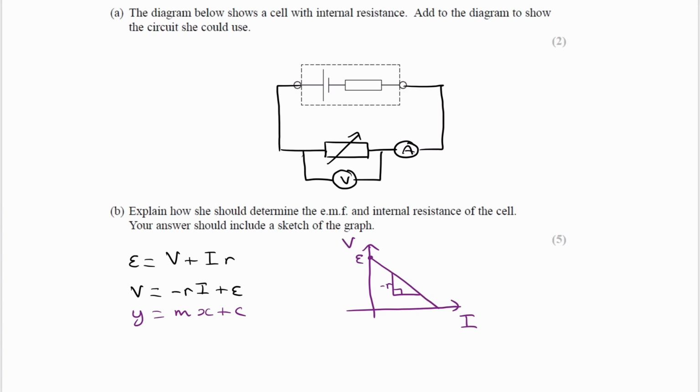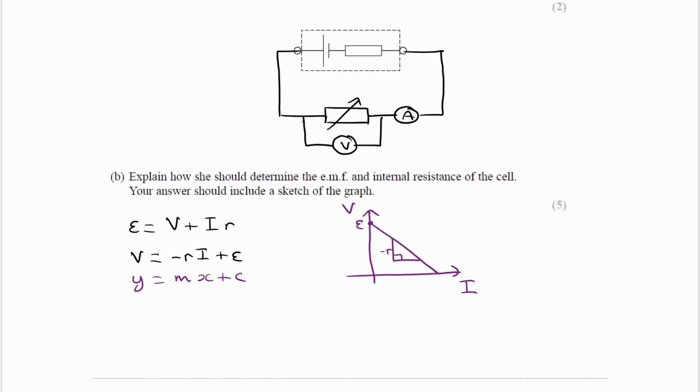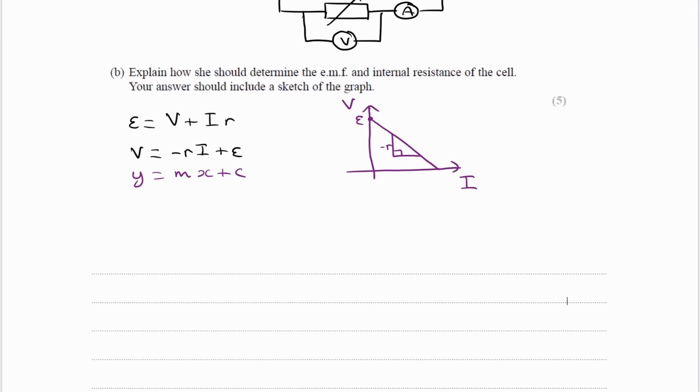And then for part B, it's just describing what we were talking about. So change the external load, and then using a voltmeter and an ammeter, measure how the voltage across that component and the current in the circuit changes. And then plot a graph of V against I, so terminal potential difference against current in our circuit. And our gradient would be the negative of the internal resistance, and our y-intercept would be the EMF.